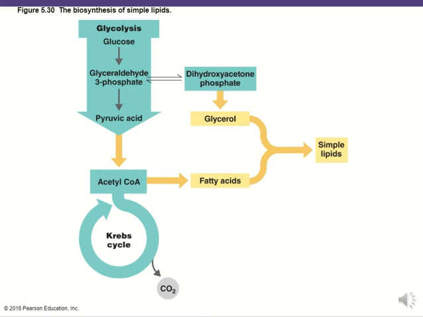Now, as far as the biosynthesis or the natural production of simple fats and lipids, essentially in the glycolysis process, there is a molecule, glyceraldehyde 3-phosphate, which can be converted to dihydroxyacetone phosphate, and when acting on a glycerol, can form a simple lipid when combining with a fatty acid component produced along with acetyl coenzyme A.